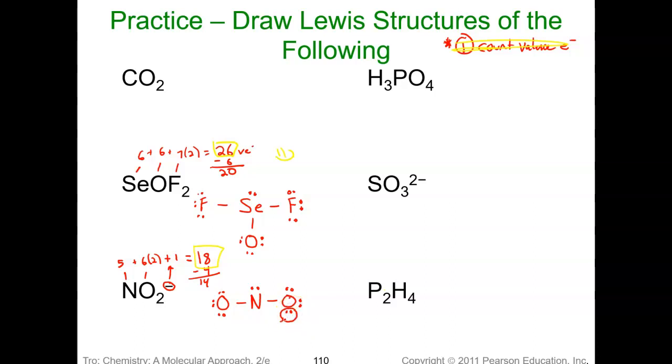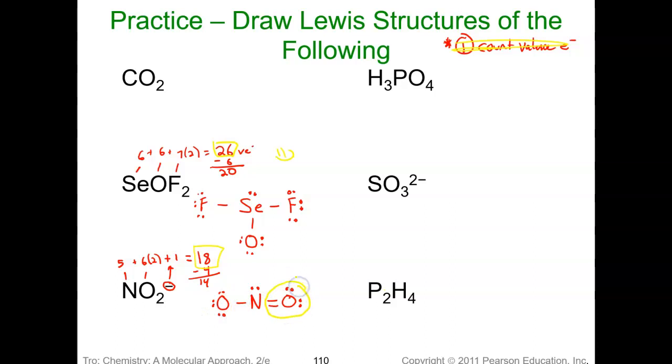So you take an electron from the outside, put it on the inside, zoop, and make a double bond. Okay, now let's check. Do we still have 18? 2, 4, 6, 8, 10, 12, 14, 16, 18. We have 18. Now we also have to check again to make sure everyone has 8.